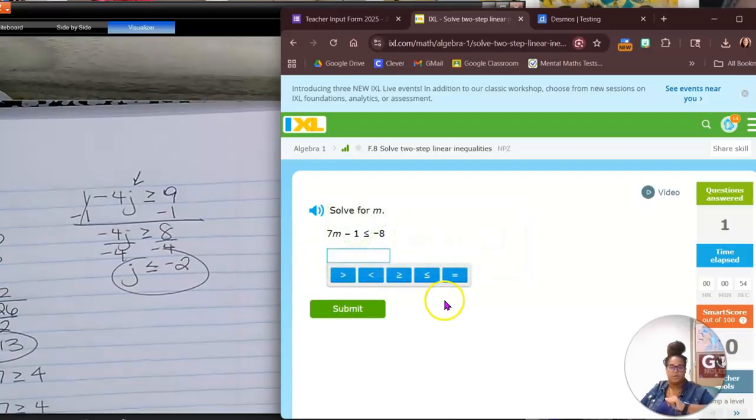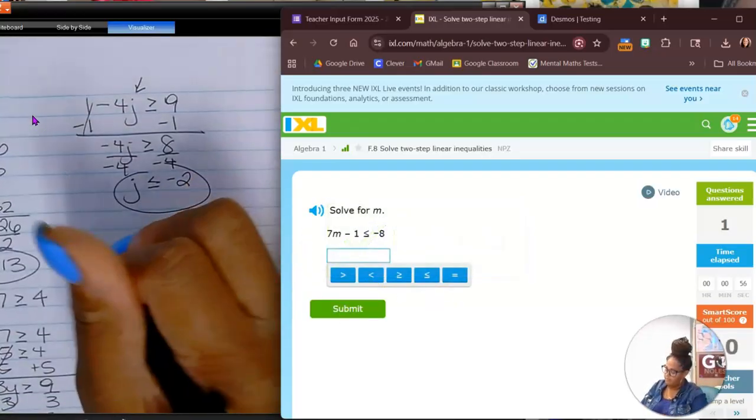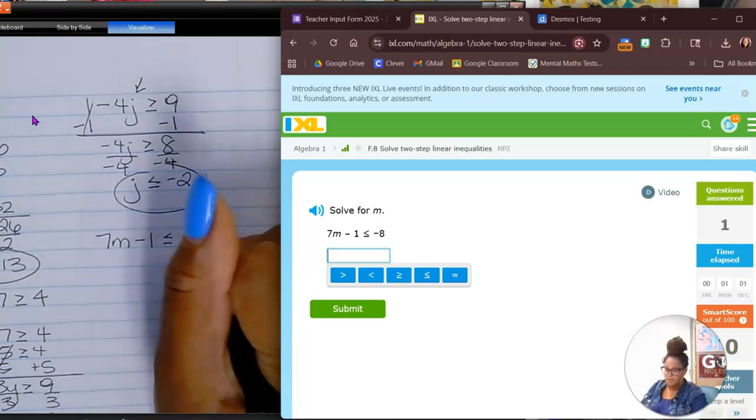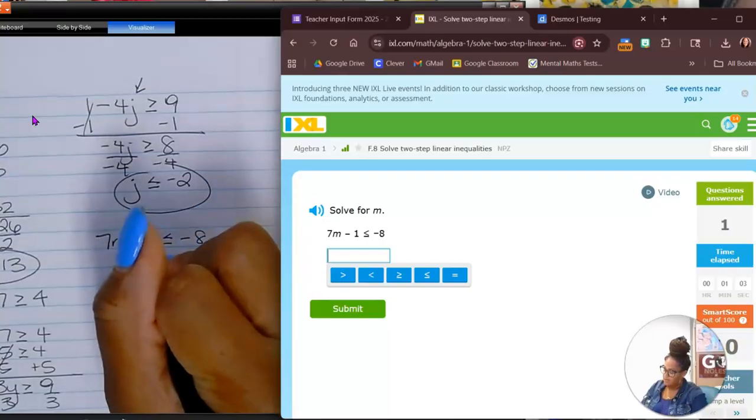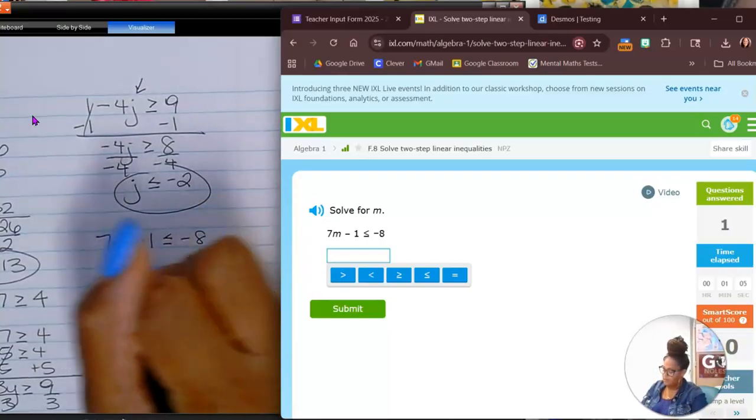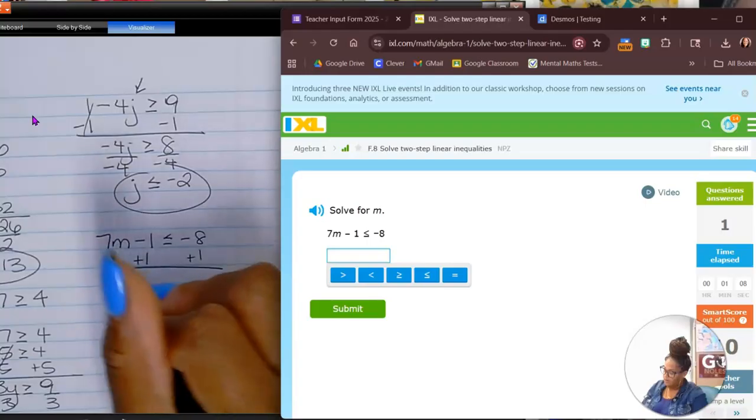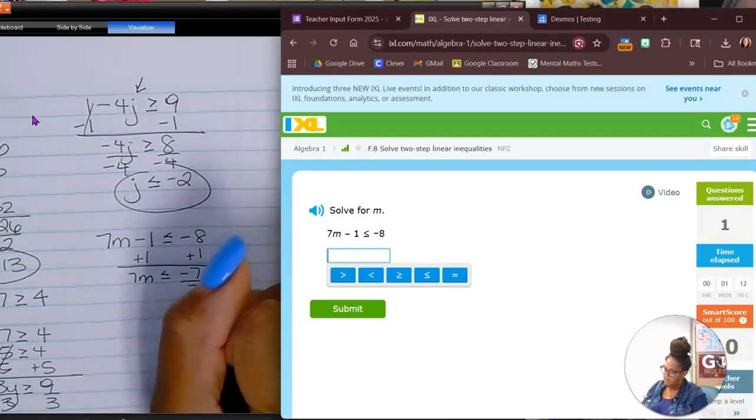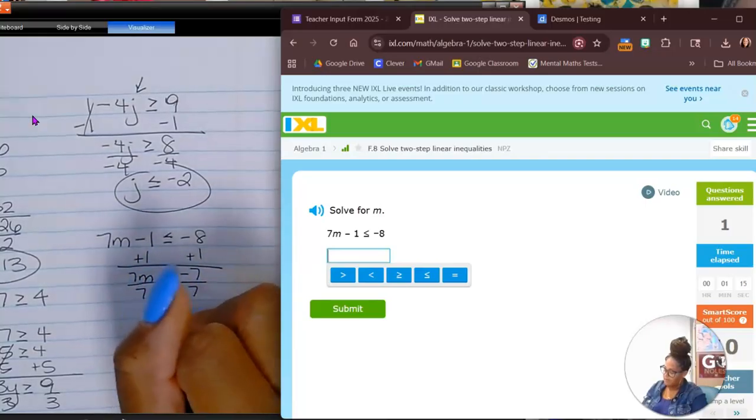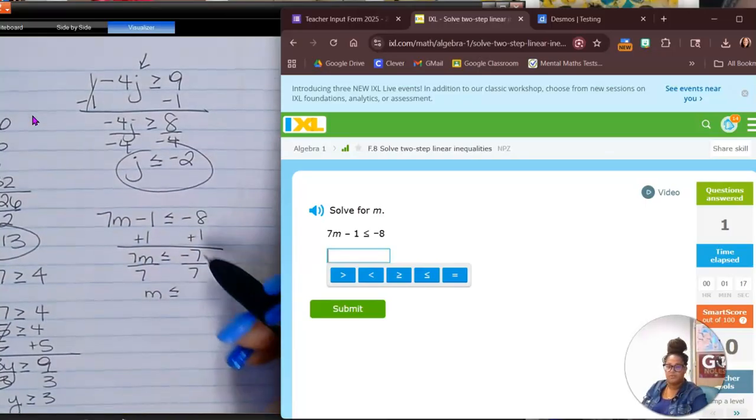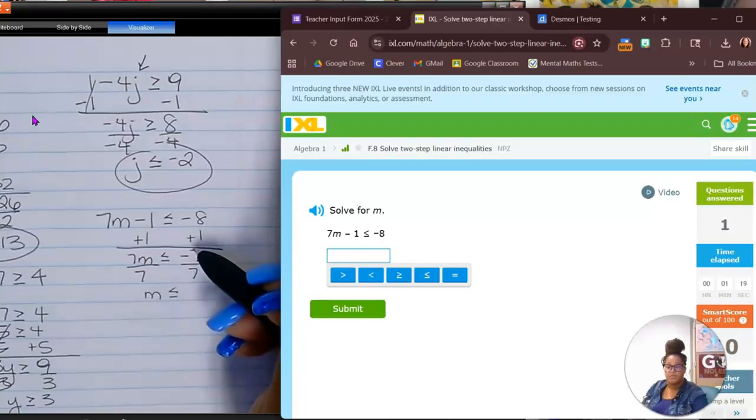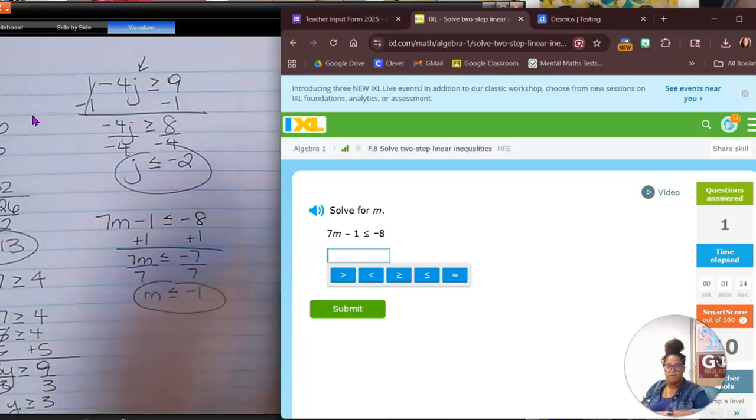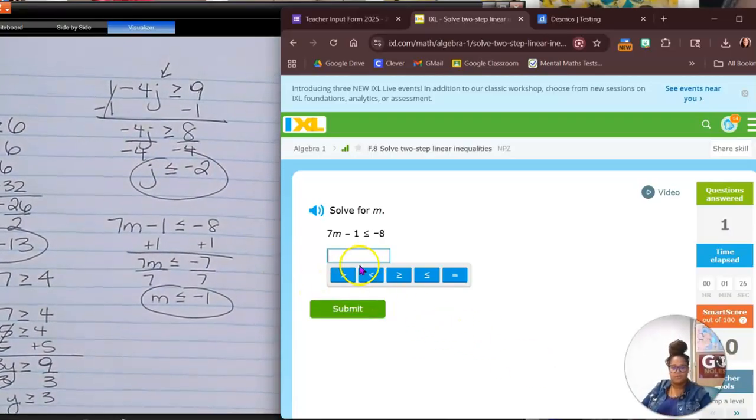Check it. Got it. 7m minus 1 is less than or equal to negative 8. I'm going to add 1 to both sides. 7m is less than or equal to negative 7. Divide by 7, divide by 7. M is less than or equal to, negative 7 over 7 is negative 1. M is less than or equal to negative 1.